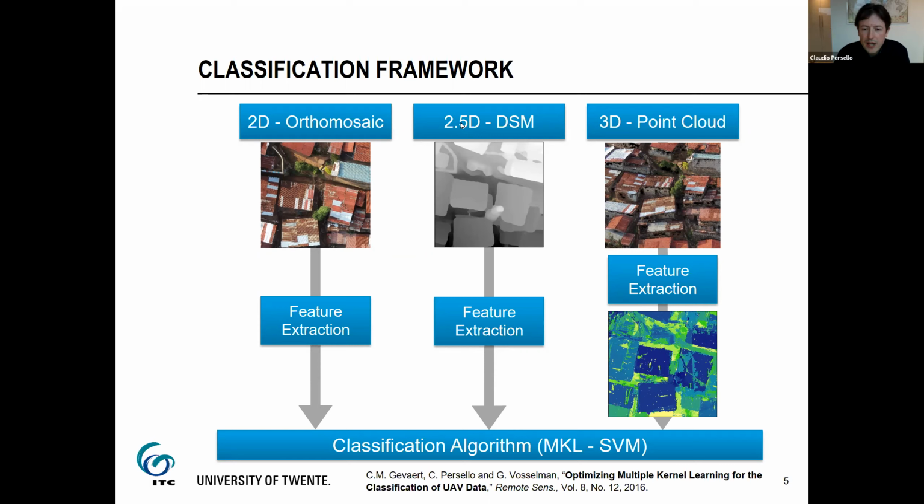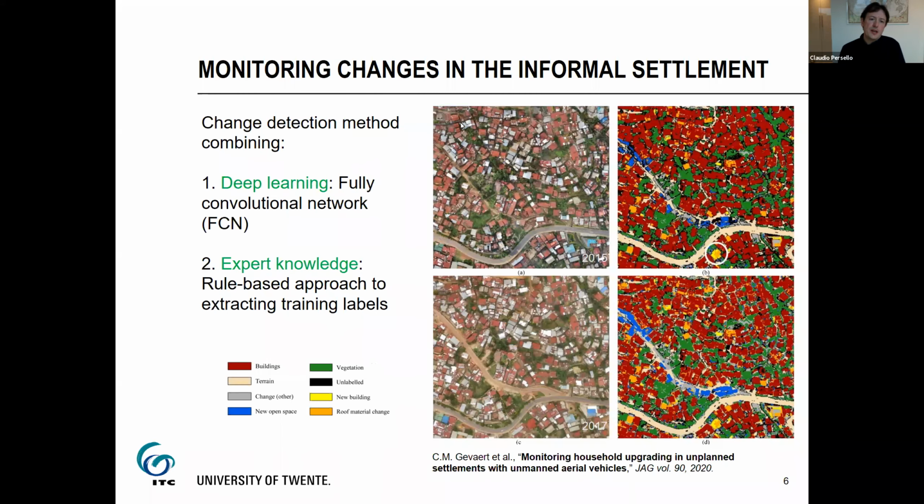And our investigation also looked at ways to properly combine these different data sources to improve the classification performance. Before moving to deep learning, we investigated solutions based on support vector machines and multiple kernel learning to exploit the specific statistical properties of the different data sources. We have also looked at monitoring changes and the evolution in time of informal settlements.